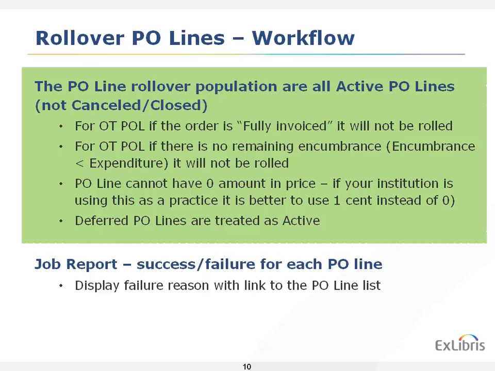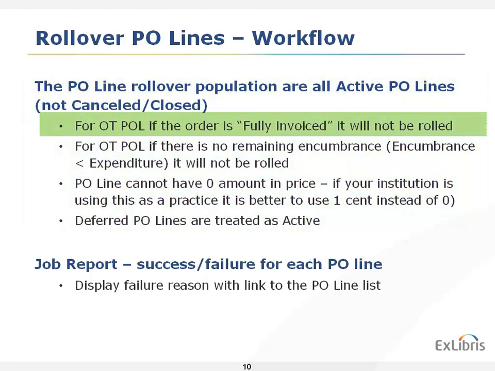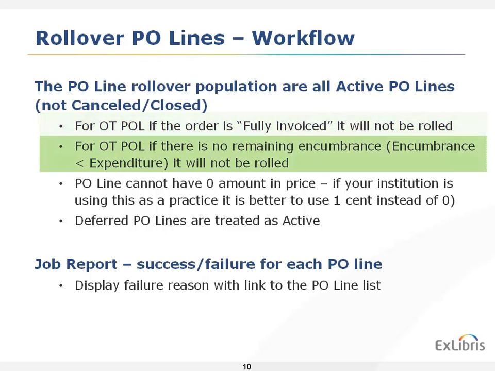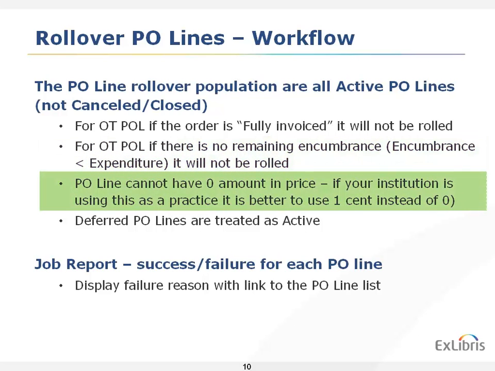So as we said, PO line rollover population are all active PO lines which are not cancelled or closed. For one-time PO line, if the order is fully invoiced, it will not be rolled. For one-time PO lines, if there is no remaining encumbrance, it will not be rolled. PO line cannot have zero amount in price.